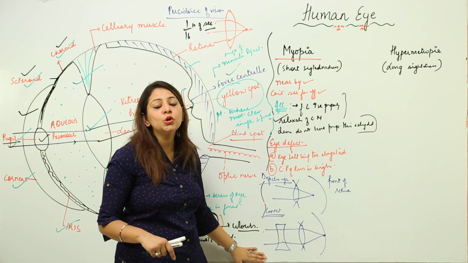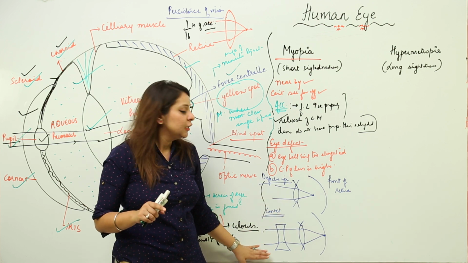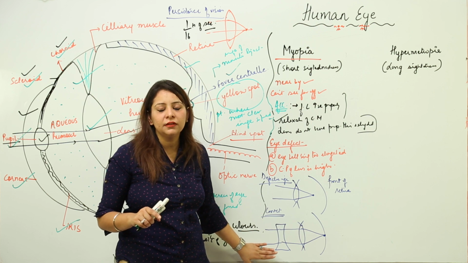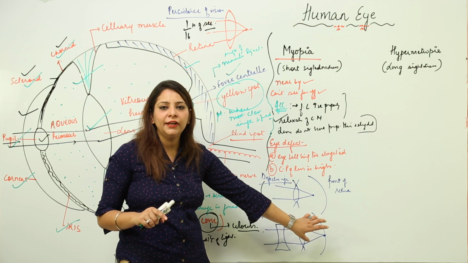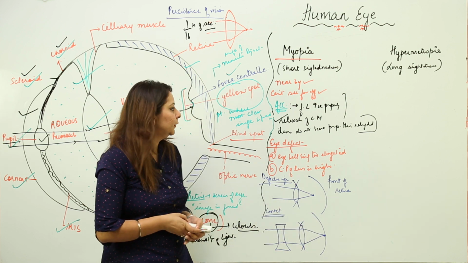In order to correct, we use a concave lens in the specs so that it decreases the converging power, and proper convergence of rays occurs, and the image is formed on retina.